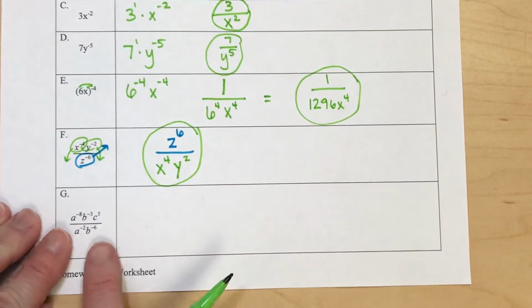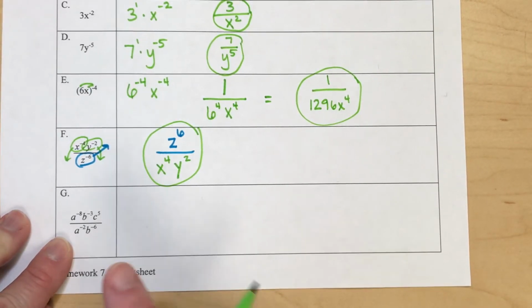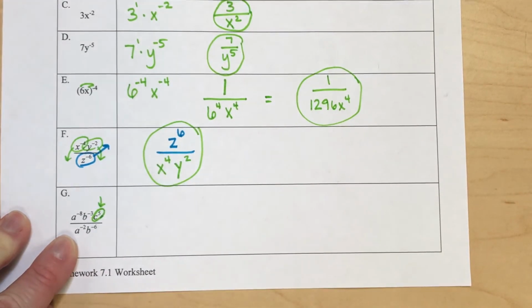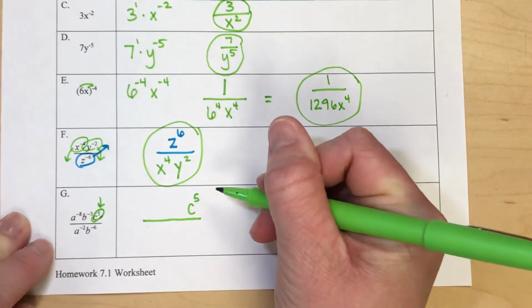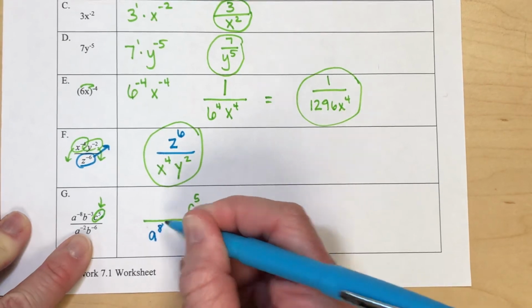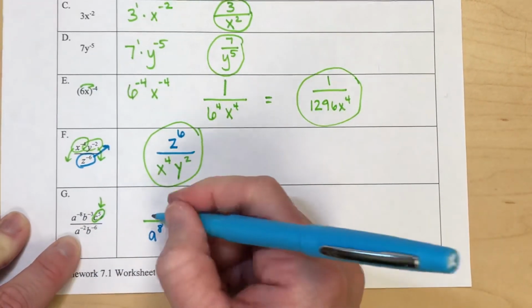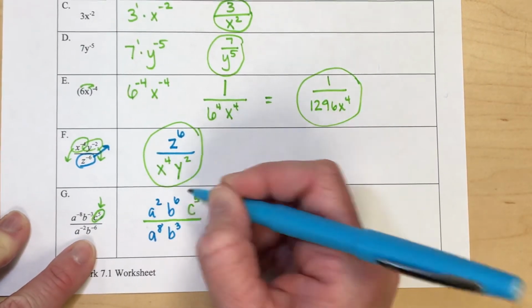Okay, the next one, again, only move a letter with a negative power. So I notice that this guy is positive. Leave that term alone. So let's flip the other stuff. I'm going to leave that c to the 5th alone. But my a to the 8th is going to come downstairs. My b to the 3rd is going to come downstairs. And then these two are going to go up. A to the positive 2, b to the positive 6.